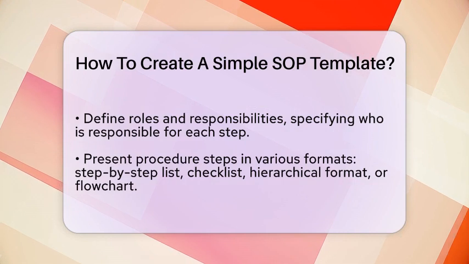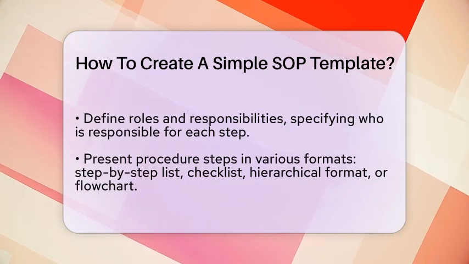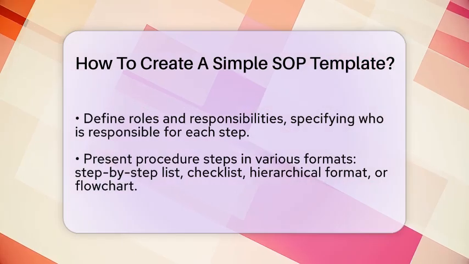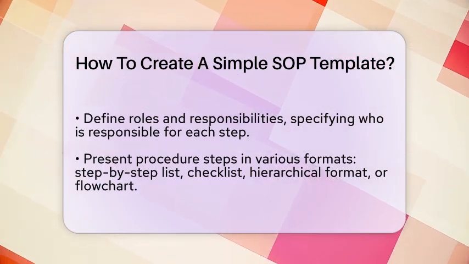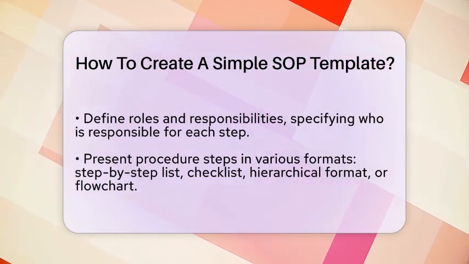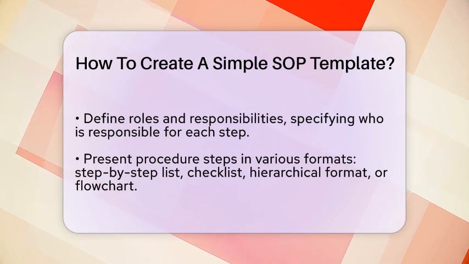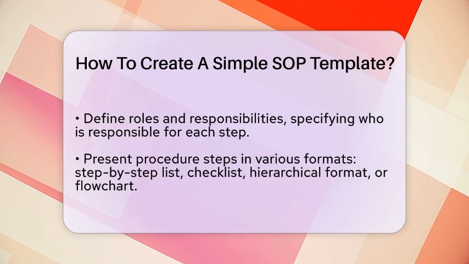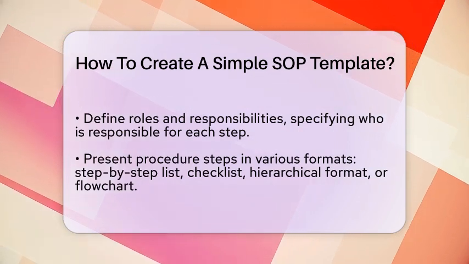The procedure steps are the core of your standard operating procedure. You can present these steps in various formats. A step-by-step list is straightforward and easy to follow. Alternatively, a checklist can be useful for tasks that require multiple checks. If the process has a clear chain of command, a hierarchical format might work best.